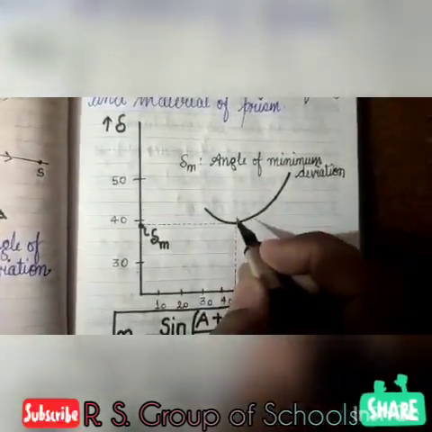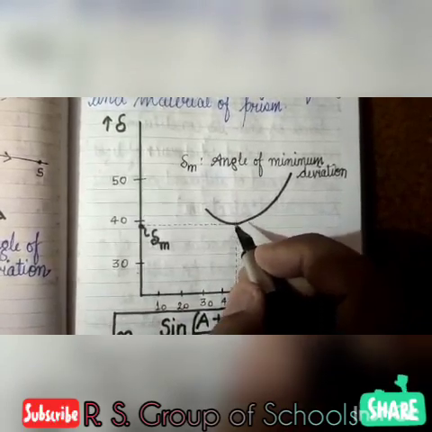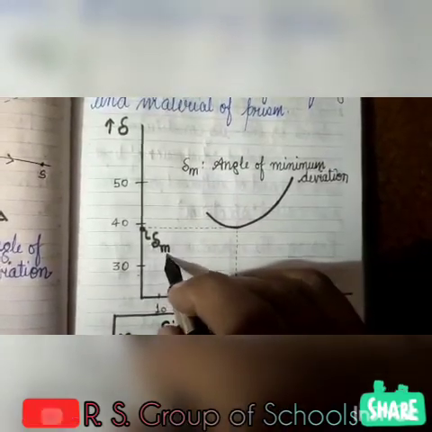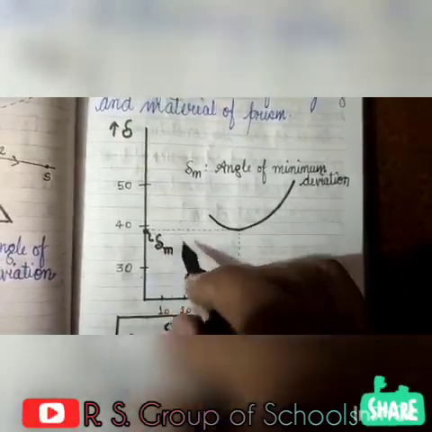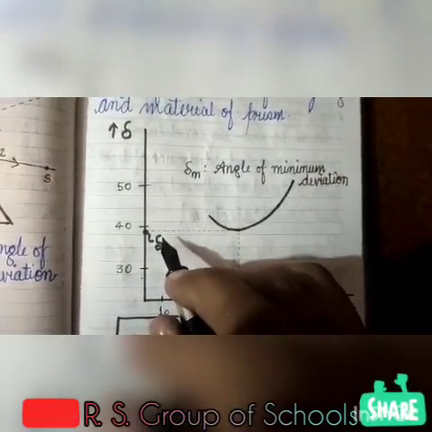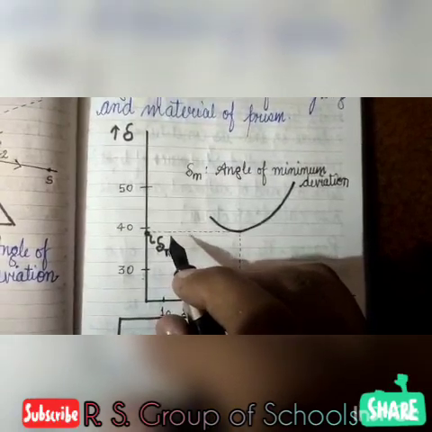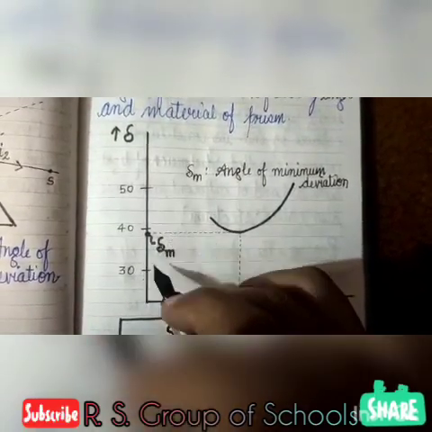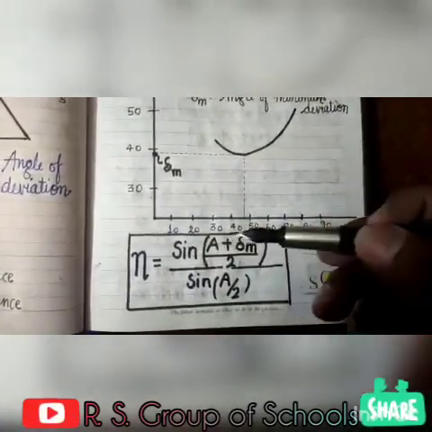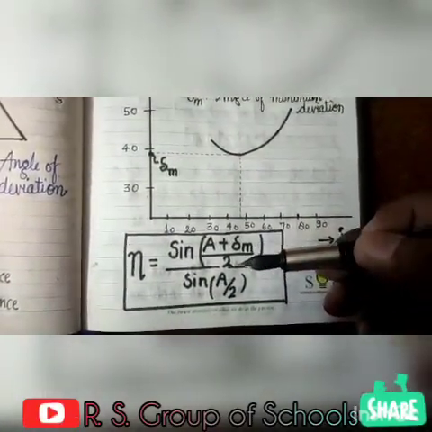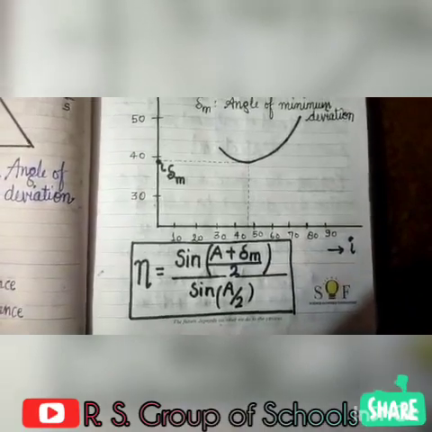This value of angle of deviation is known as minimum angle of deviation. It is used when we are going to find out the refractive index of material of prism by using this formula, n equals sin((A plus delta m) by 2) upon sin(A by 2).